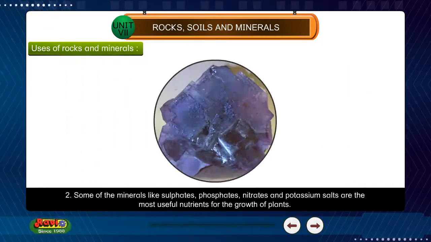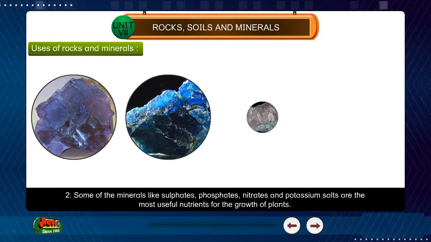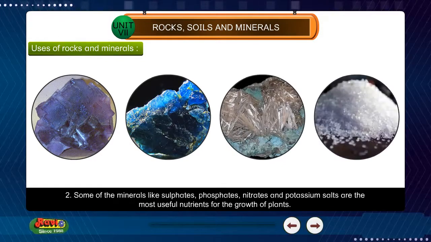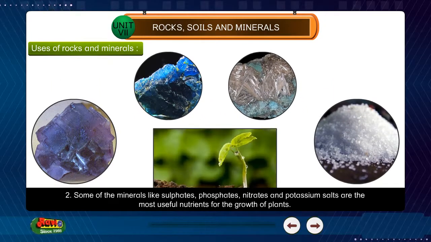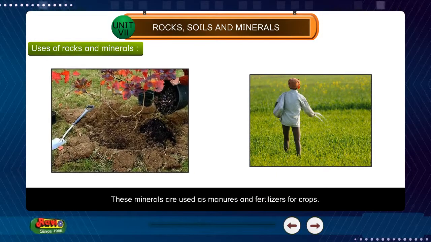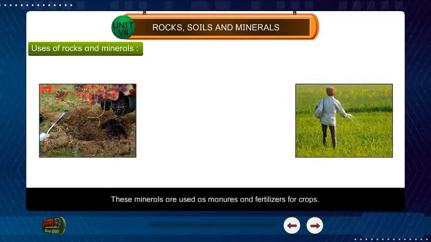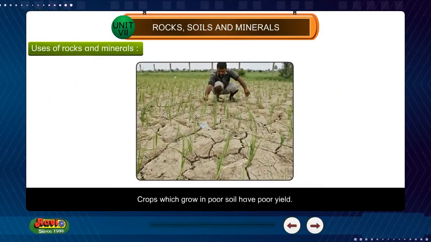2. Some of the minerals like sulfates, phosphates, nitrates, and potassium salts are the most useful nutrients for the growth of plants. These minerals are used as manures and fertilizers for crops. Crops which grow in poor soil have poor yield.